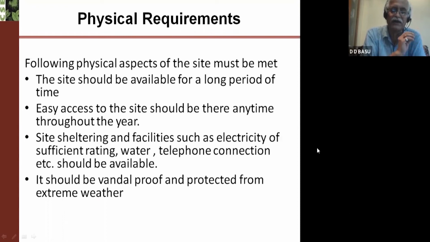It should be vandal proof. I have told you that it has to be vandal proof, so that no extraordinary situation can vandalize the whole setup, and it should be protected from extreme weather. If there is extreme weather, such as huge rainfall, it should be protected from that.